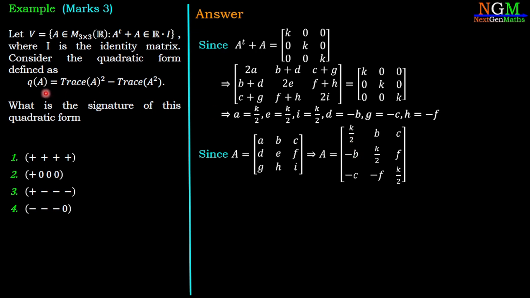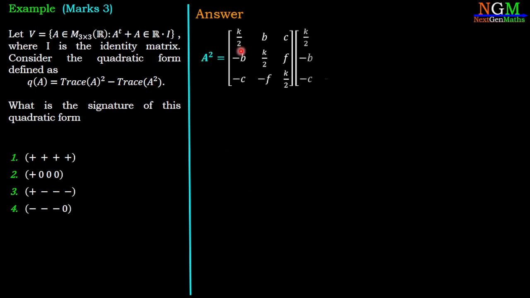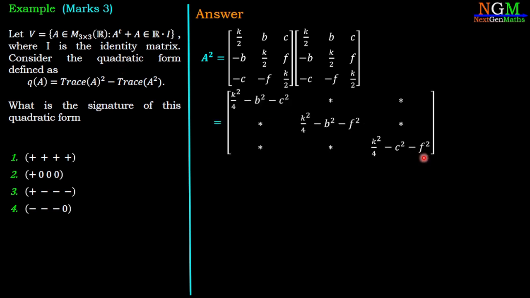We want to calculate the quadratic form of A, which is the square of trace of A minus trace of A square. So we need trace of A. The trace of matrix A is the sum of its diagonal, so K by 2 plus K by 2 plus K by 2, which gives 3K by 2. Now we need trace of A square. So first we will find A square, equal to A into A. For the trace we require only the diagonal values, so we are calculating only the diagonal values.